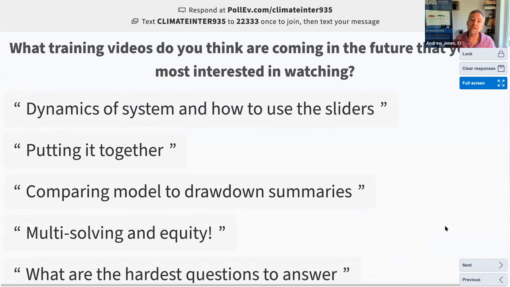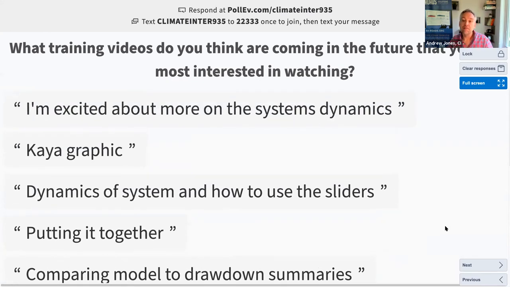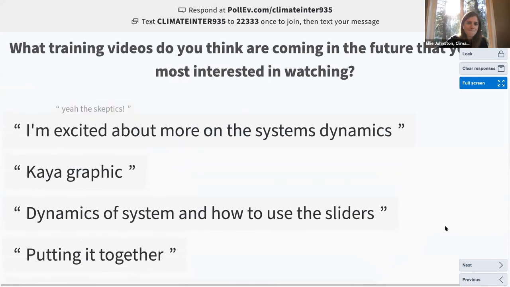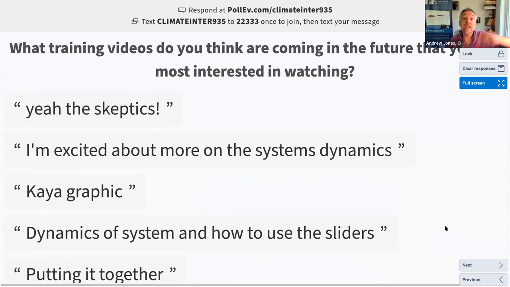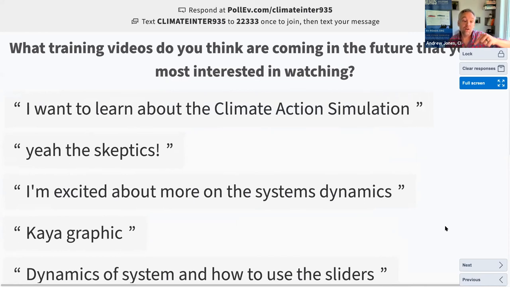Dynamics of the system and how to use the sliders. The Kaya graphic. More on the Kaya graphic. I wonder, I'm excited about it. We've got a video on that this week. Great. So yeah, there's a video on that exact topic that was released this morning. The Kaya video. Go watch it.